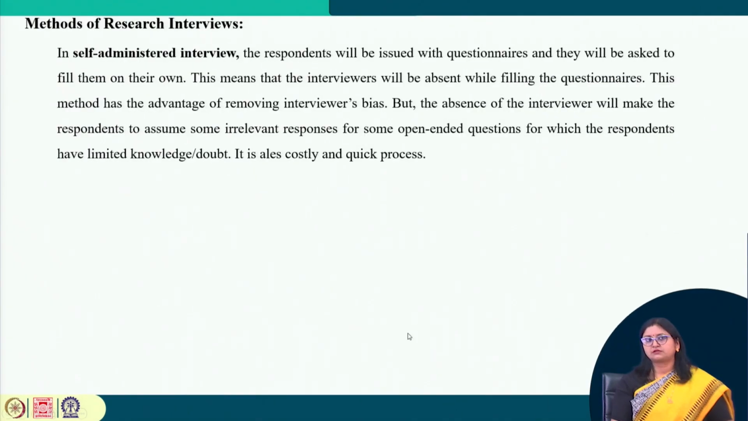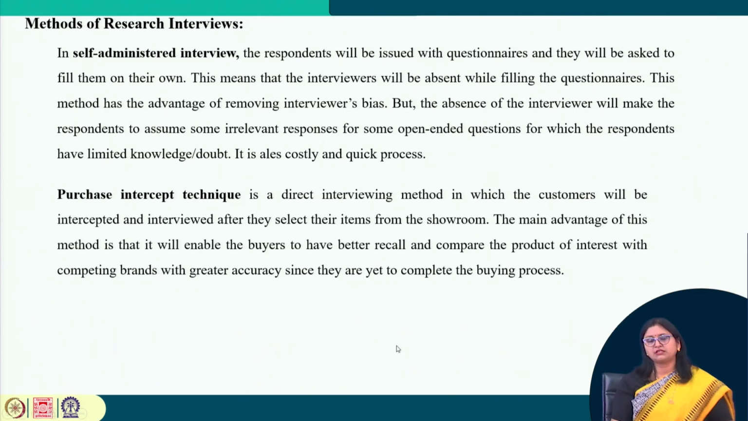and quickly processed. Then the self administered interview: the respondents are issued the questionnaire and asked to fill it in on their own. This means that the interviewers are absent while the questionnaire is filled in, and this method has the advantage of removing the interviewer's bias. But the absence of the interviewer may make respondents give some irrelevant responses to open ended questions for which they have limited knowledge or doubt. So, it is a cheap and quick process, but it is not suggested in educational research.